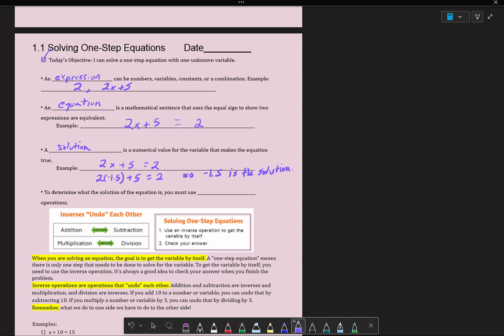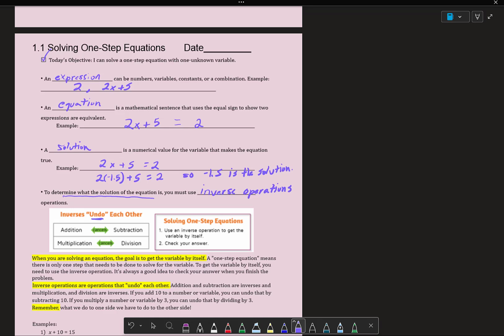And then finally, the most important thing probably from this section is how do we determine what the solution of the equation is? You must use inverse operations. Sometimes in class your teacher may say opposite operations. It kind of means the same thing, but more specifically, inverse operations are operations that undo each other.